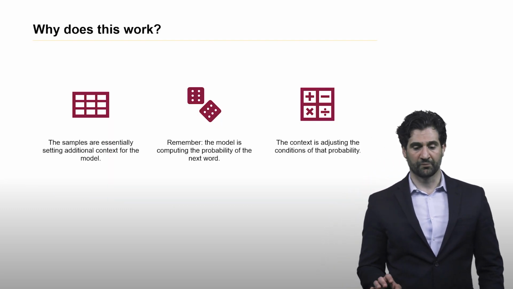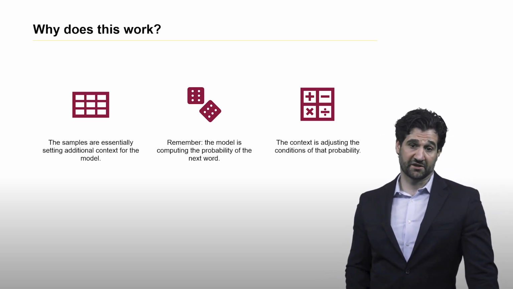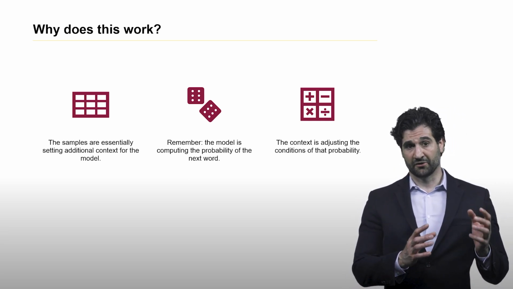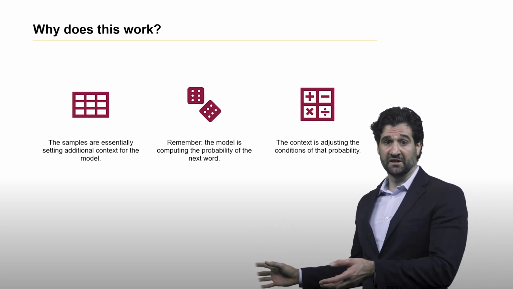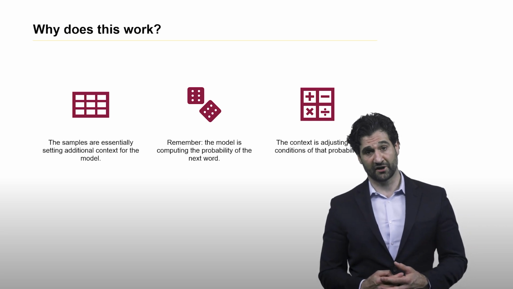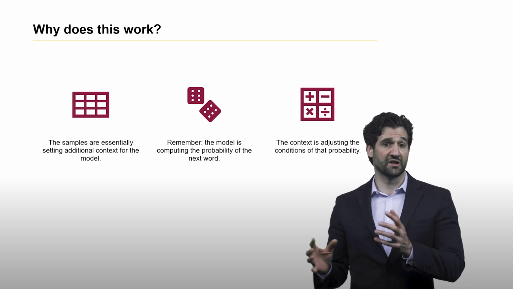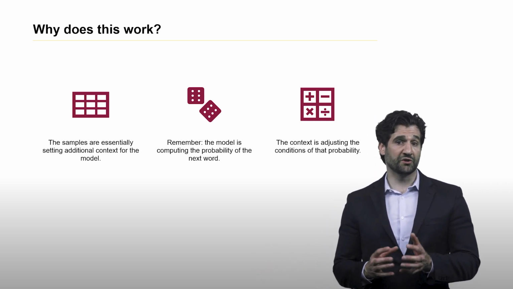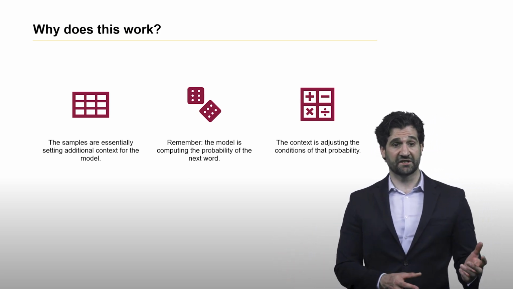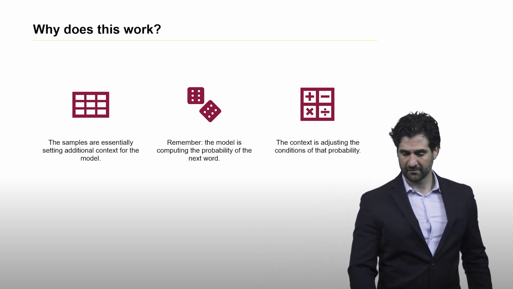So why does this work? Well, the samples are really adding more context to the model. They're adding a bunch of text at the beginning that builds up the relationships we expect to see in the output. If you recall from earlier lectures, we discussed how these large language models are essentially next word generators, but they're doing so probabilistically. We can think of this initial context as adjusting the probability of what word gets predicted next.